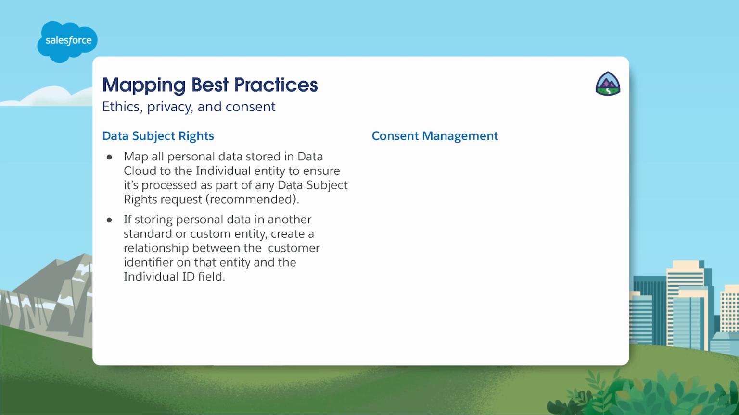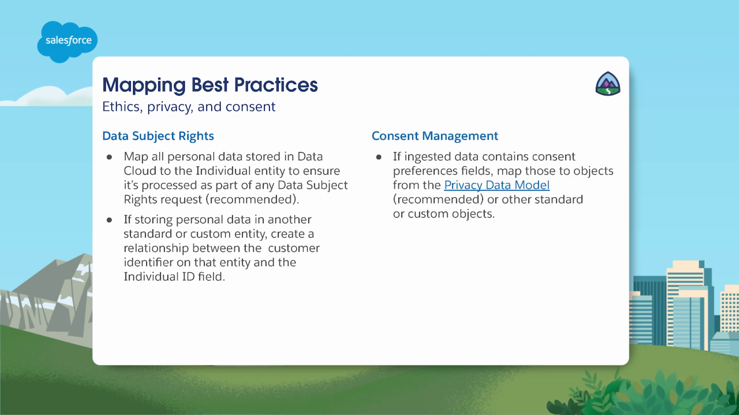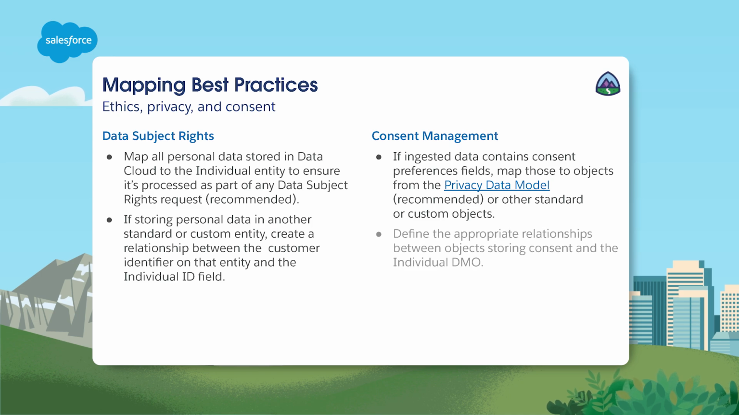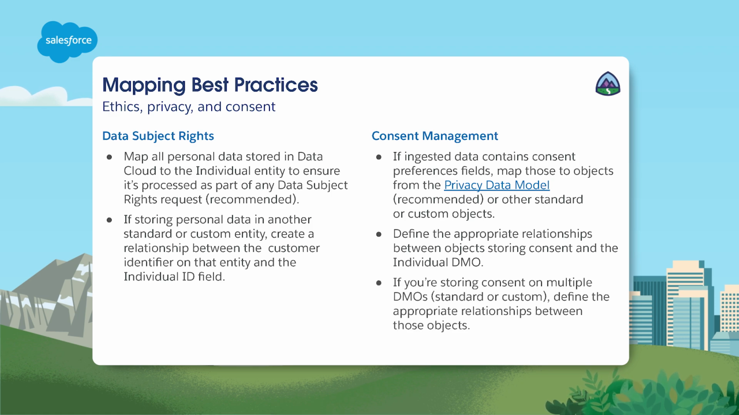For consent management, if ingested data contains consent preference fields, map those to objects from the privacy data model or other standard or custom objects. Define appropriate relationships between objects storing consent and the individual data model object, or DMO. If you're storing consent on multiple DMOs, standard or custom, define the appropriate relationships between those objects.